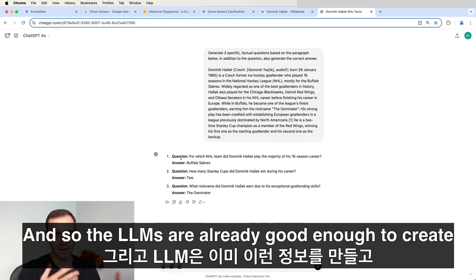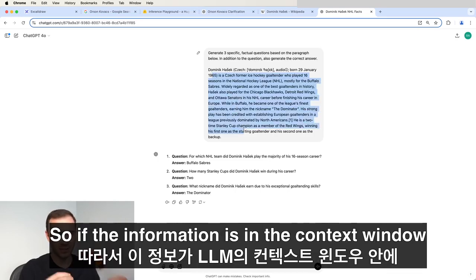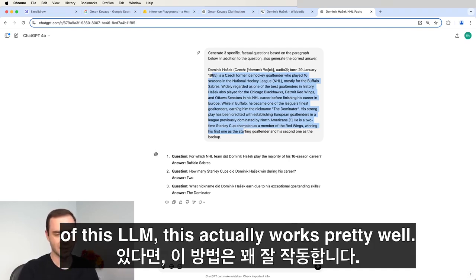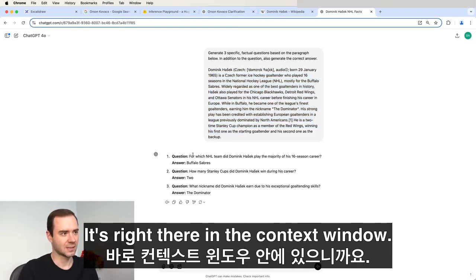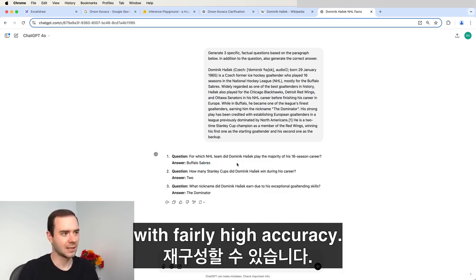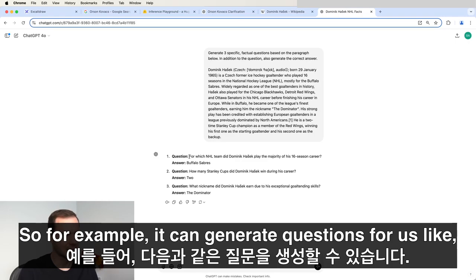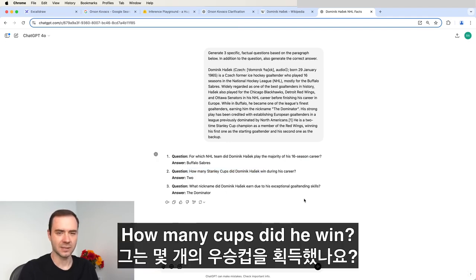And so the LLMs are already good enough to create and reframe this information. If the information is in the context window of this LLM, this actually works pretty well. It doesn't have to rely on its memory. It's right there in the context window, and so it can reframe that information with fairly high accuracy. For example, it can generate questions like, for which team did he play? Here's the answer. How many cups did he win, etc.